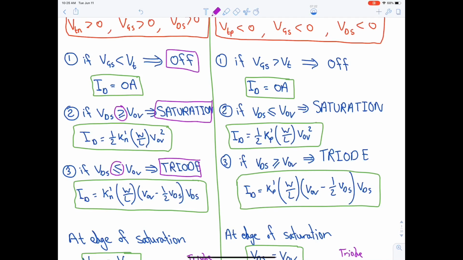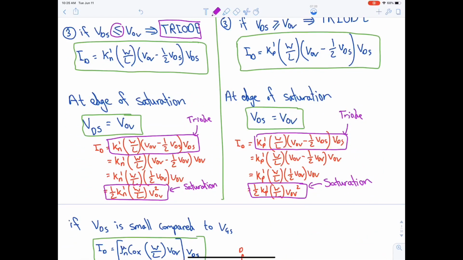At the edge of saturation, which current are we going to use, the saturation or the triode? Actually, it does not matter. If you use triode and replace every VDS with VOV, you will end up with the saturation equation. So it's the same thing. But I recommend using the saturation equation directly because it will be simpler for you. It will save some time.